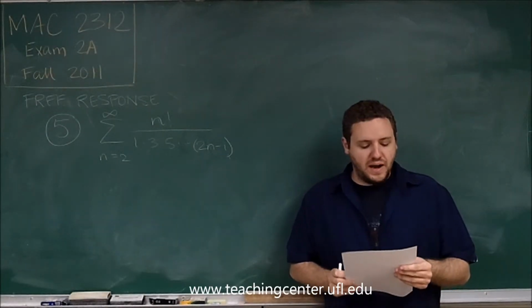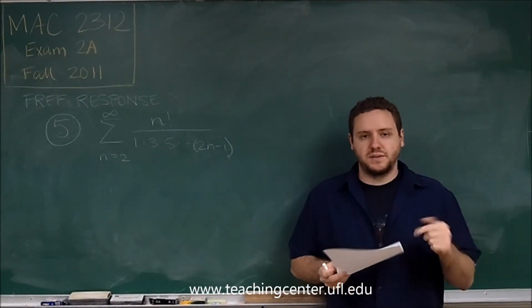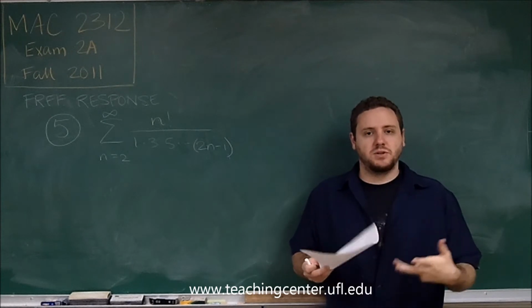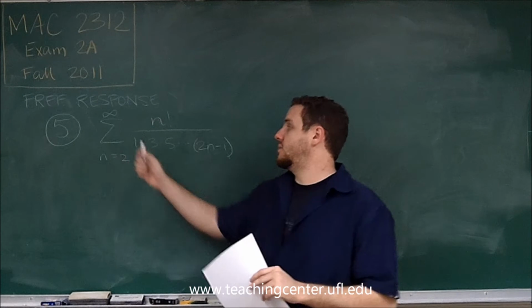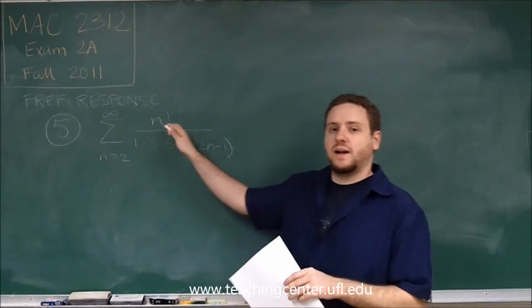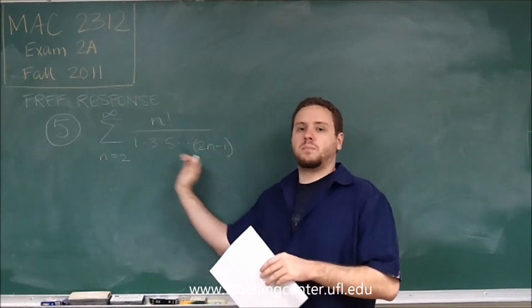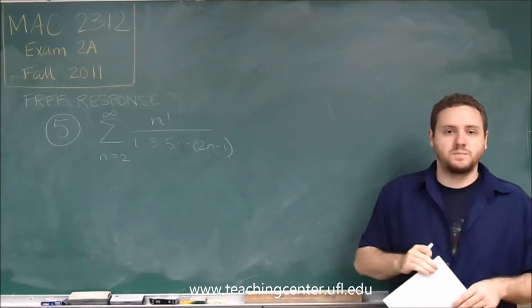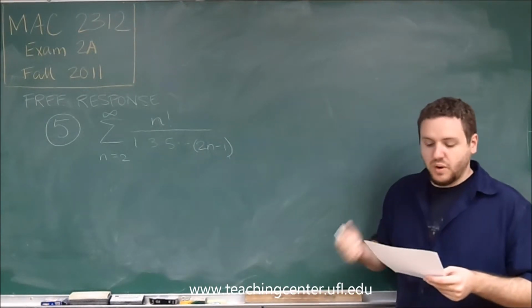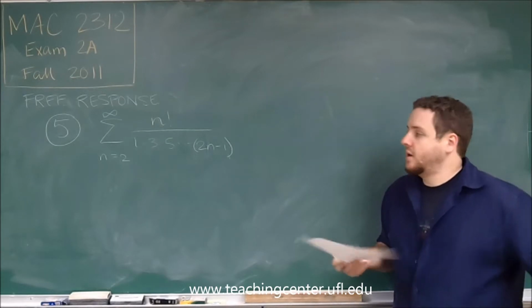For our last problem, number 5, we just need to determine if the following series converges or diverges, and again, make sure we know which test we're using. So our series is here. We have from n equals 2 to infinity, n factorial over the repeated odd multiplication, 1, 3, 5, up through 2n minus 1. So we want to check if this converges or diverges.